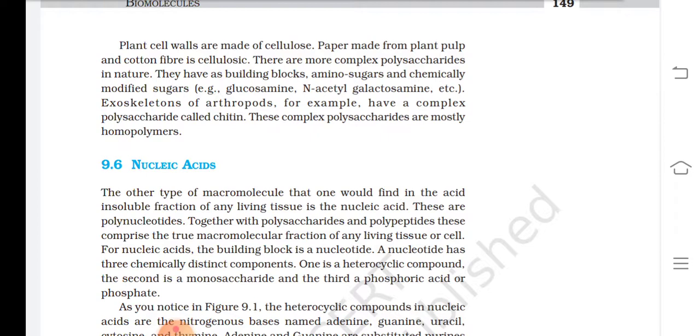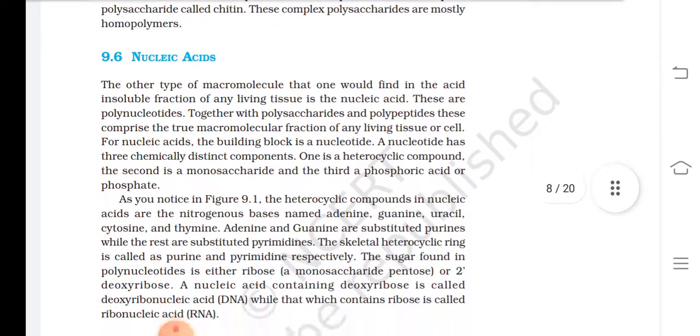There are more complex polysaccharides in nature. They have as building blocks amino sugars and chemically modified sugars. Examples: glucosamine and N-acetyl galactosamine, etc. The exoskeleton of arthropods, for example, has a complex polysaccharide called chitin. These complex polysaccharides are mostly homopolymers.